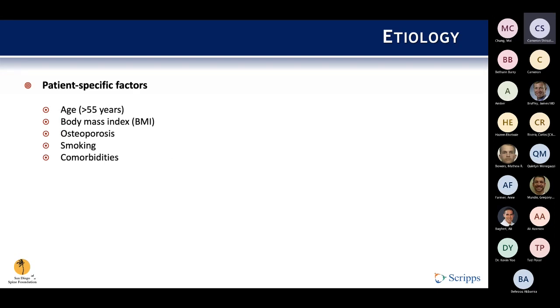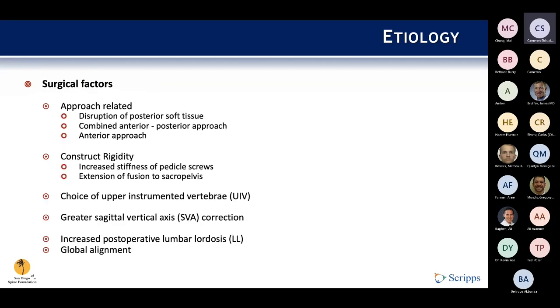Then patient-specific factors, like we noted: age greater than 55, BMI, osteoporosis, which we had that lecture on last week and which obviously contributes to failure at the proximal extensor construct, and then smoking and other comorbidities. Increasing age is, in most papers, directly associated with increased incidence of PJK and PJF. The BMI link is a little bit less clear, but it does seem that increasing BMI would lead to this, and then osteoporosis, like we spoke about.